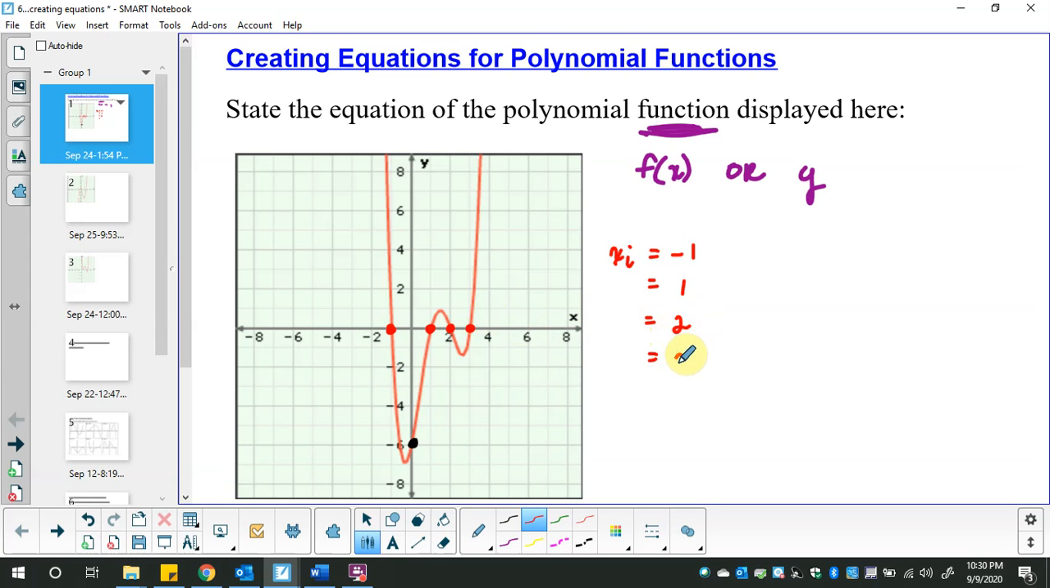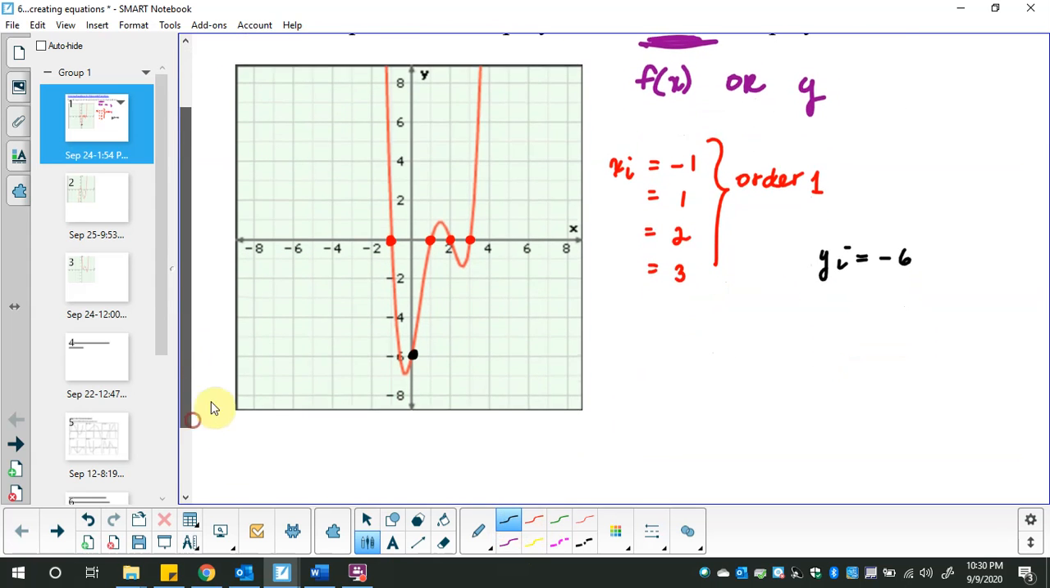This one's 3. This goes straight through, this goes straight through, this goes straight through, this goes straight through. So there are no double roots and points of inflection. So all of these are order 1. Then, to continue my color coding, the y-intercept is -6. Now, I will come back to that. The first thing you have to deal with is the fact that you have these. So you've got to take this backwards and make the brackets.